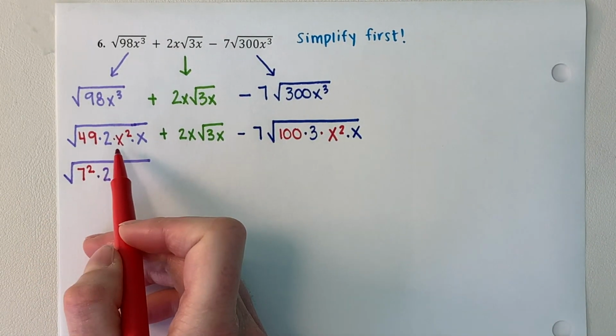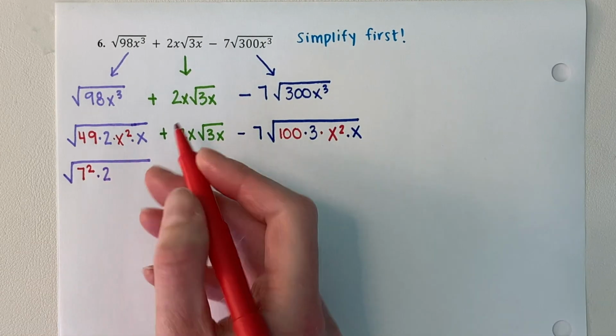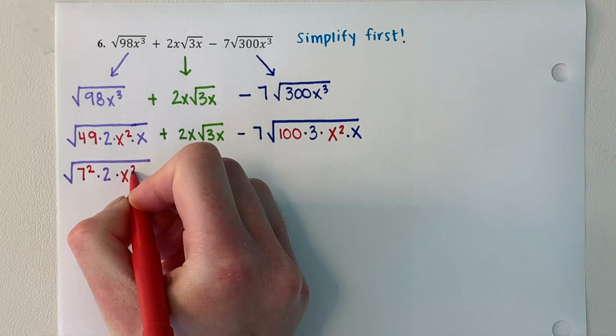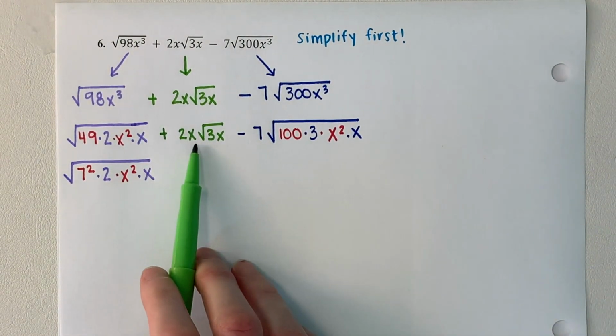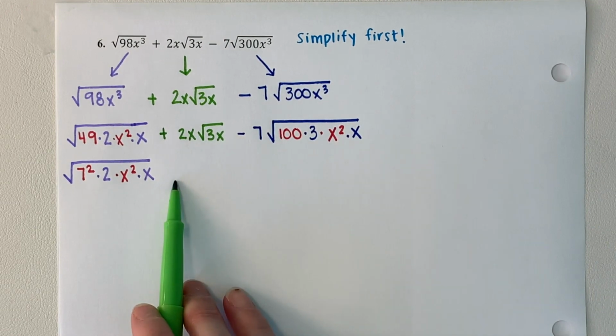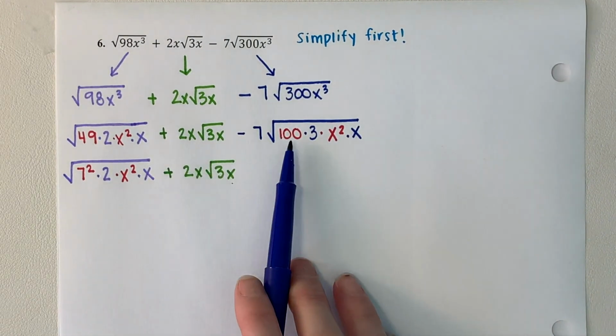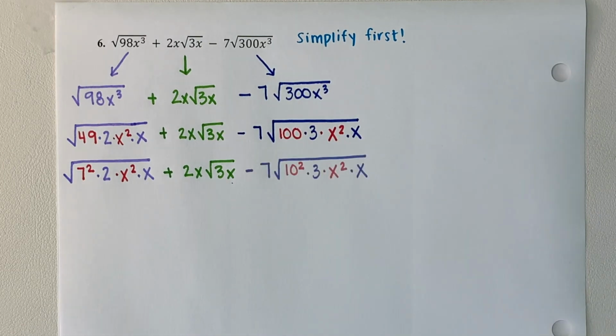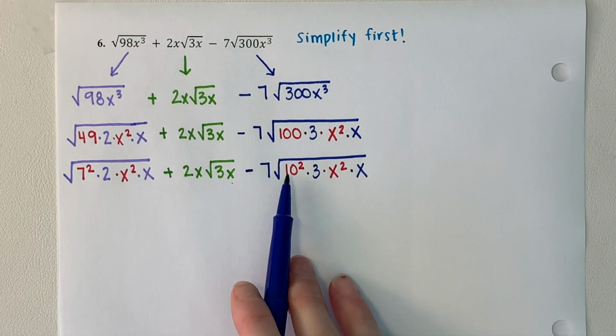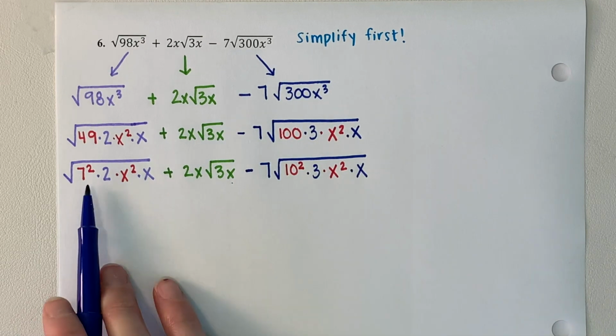X squared is already perfectly written as some quantity squared, so we'll just leave it as x squared. We said that this radical can't be simplified, so I'm going to just keep carrying it down. And in this radical, let's rewrite 100 as 10 squared. Now we've written all of the perfect squares in red as some quantity squared.